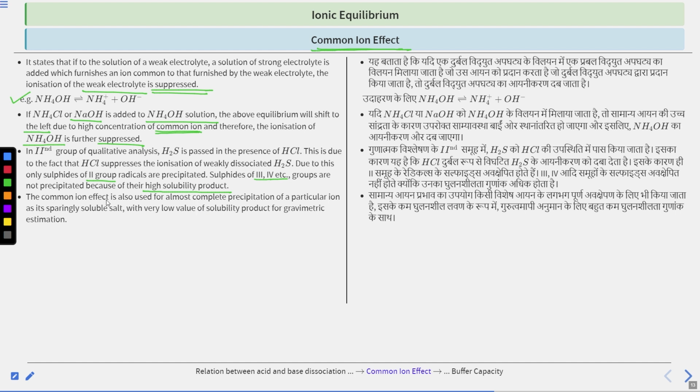The common ion effect is also used for almost complete precipitation of a particular ion, as a sparingly soluble salt with a very low value of solubility product, for gravimetric estimation. This is important and a point to be noted.